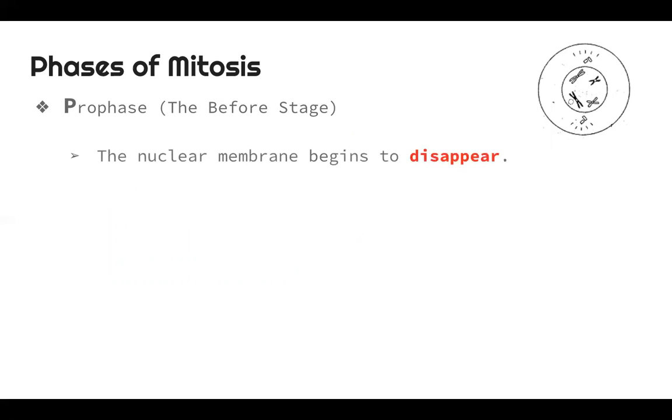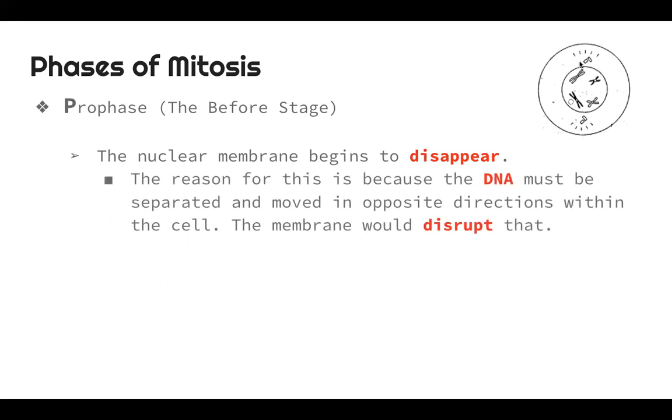So in prophase, the nuclear membrane, remember that nucleus has a membrane all the way around it, is going to start to break down and to disappear. And this is because the DNA needs to be separated. So those sister chromatids eventually are going to be separated to prepare to divide the cell into two different cells. And if we kept that membrane around, they wouldn't be able to separate appropriately. So this membrane around the nucleus is going to start to break down so that these chromatids can travel freely.